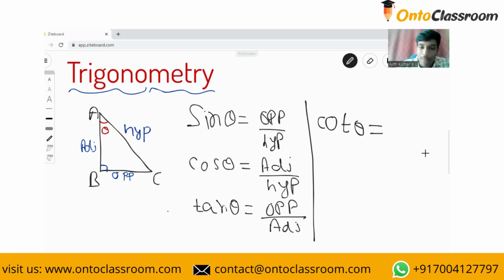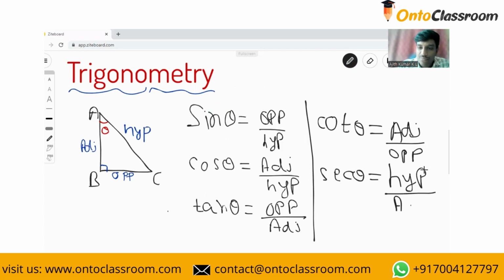Tan, what we got here, is opposite by adjacent. That means cot will be adjacent by opposite. Next, secant theta. Secant theta is the reciprocal of cos theta. Cos theta, here we got adjacent by hypotenuse. So here we get hypotenuse by adjacent. And then cosecant theta. Cosecant theta is basically the reciprocal of sine theta. Sine is opposite by hypotenuse. So we get hypotenuse by opposite.